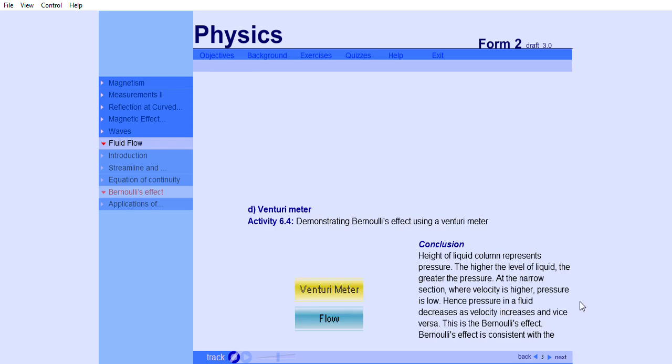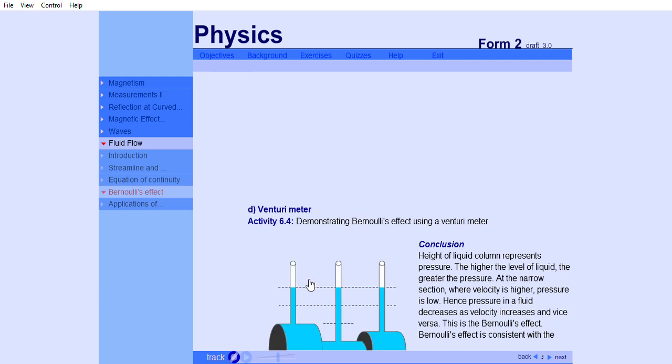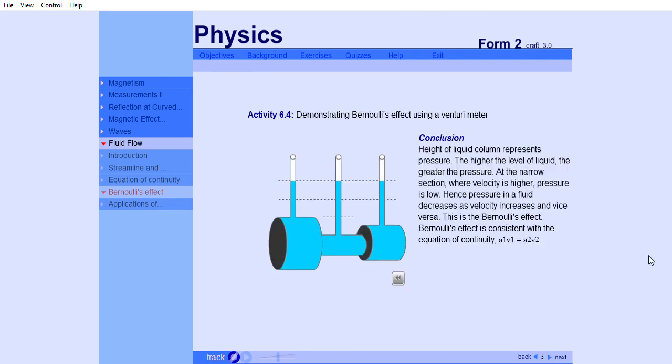Venturi meter. Activity 6.4. Demonstrating Bernoulli's effect using a Venturi meter. Conclusion: height of liquid column represents pressure. The higher the level of liquid, the greater the pressure. At the narrow section where velocity is higher, pressure is low. Hence, pressure in a fluid decreases as velocity increases and vice versa. This is Bernoulli's effect. Bernoulli's effect is consistent with the equation of continuity, A1V1 = A2V2.